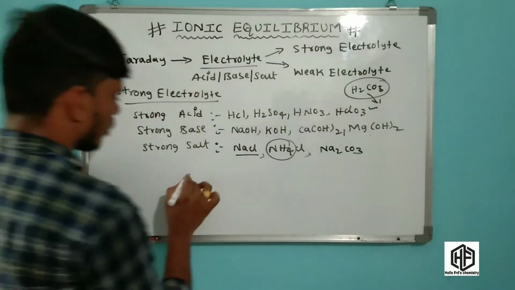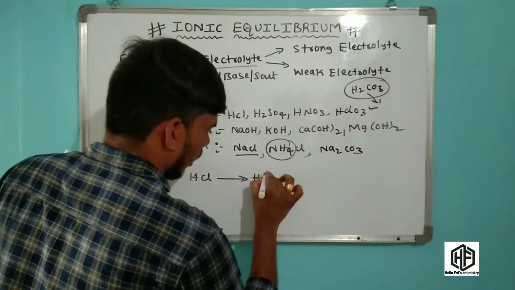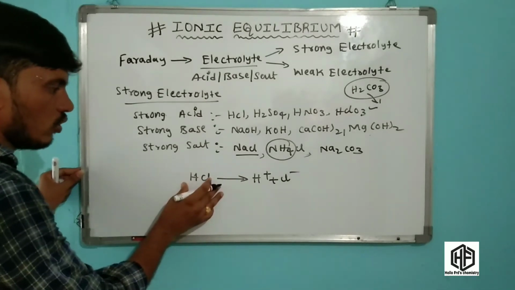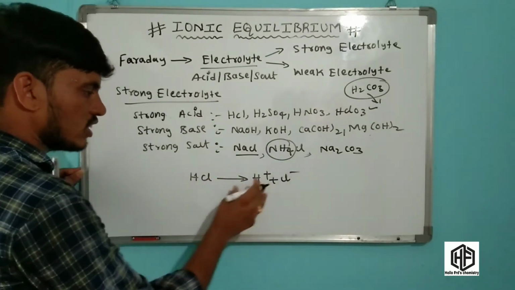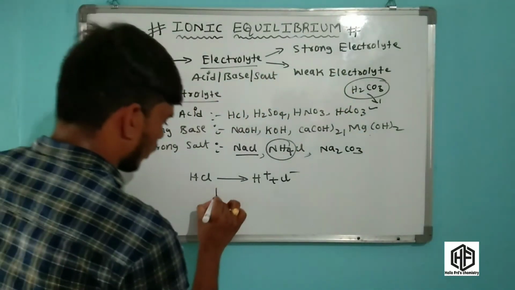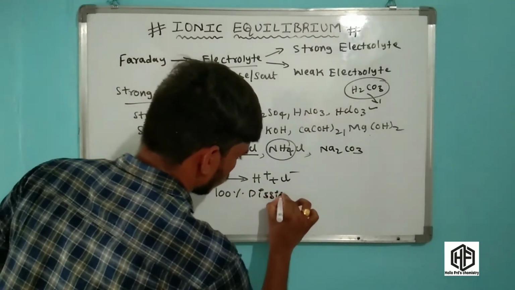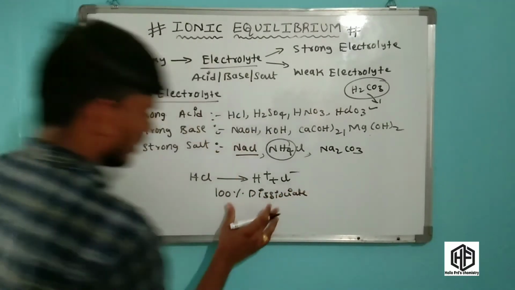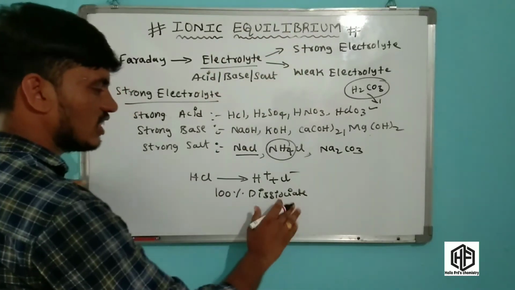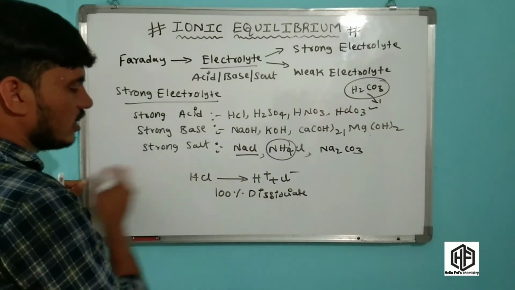Now one more point: HCl gives H plus and Cl minus. HCl is dissolved to form H plus and Cl minus. It is 100% dissociated, friends. It cannot exist in ionic equilibrium. The backward direction cannot take place in HCl.